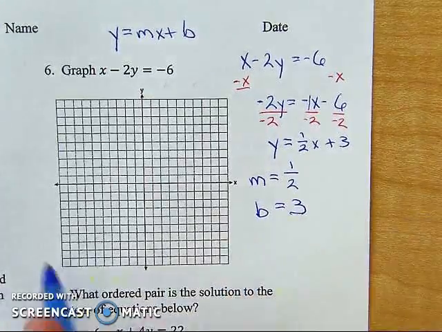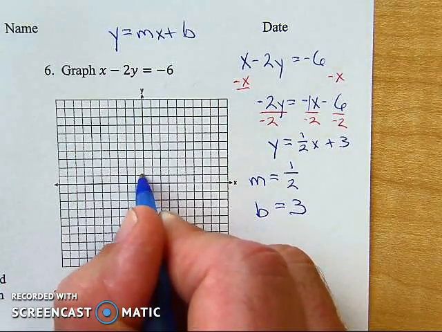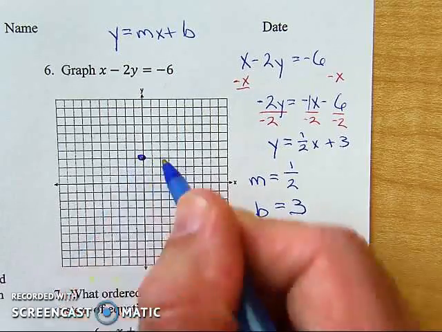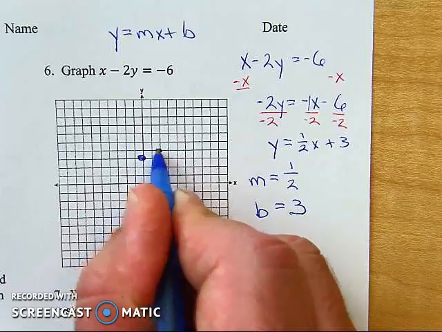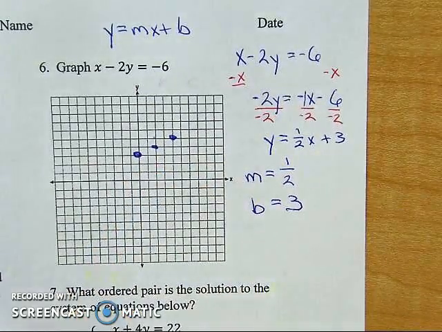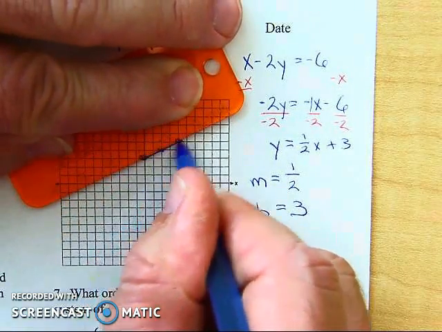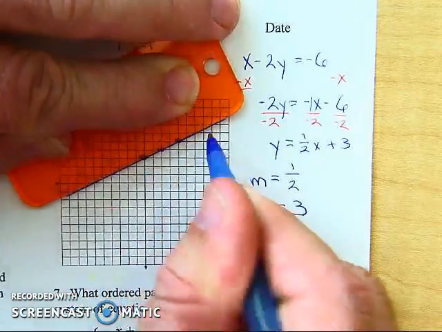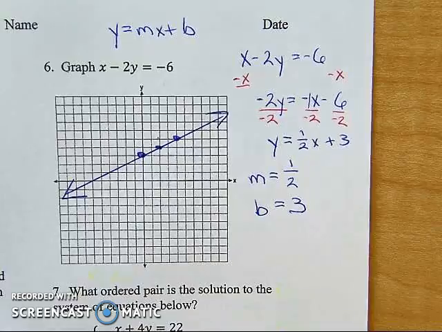Okay, so on my graph right here, here's my origin. So up 1, 2, 3, and then rise of 1, run of 2. I like to do a couple of them just to have some more points there, and in case I made a mistake on one of them, it's real obvious. So there is that line.